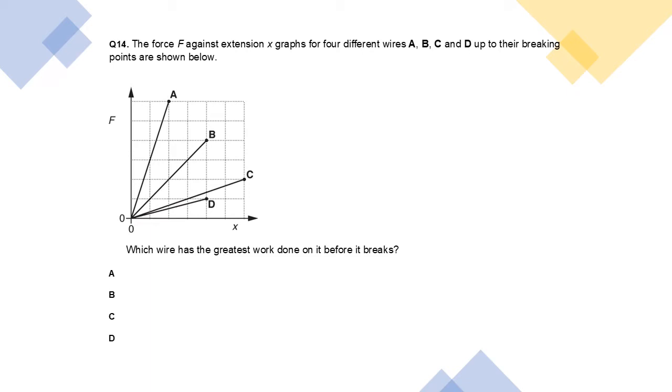Question 14 is quite an easy one. You have the graph, 4 different materials there, greatest work done. So work done is the area under the graph. So it is quite obvious which line has the maximum area under the graph, and the answer is B.